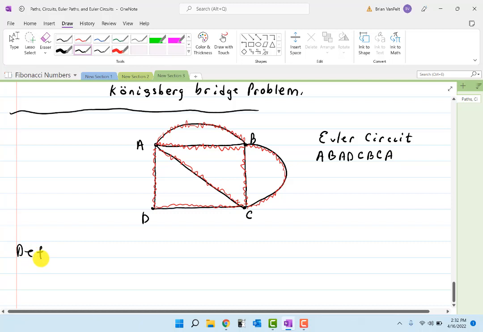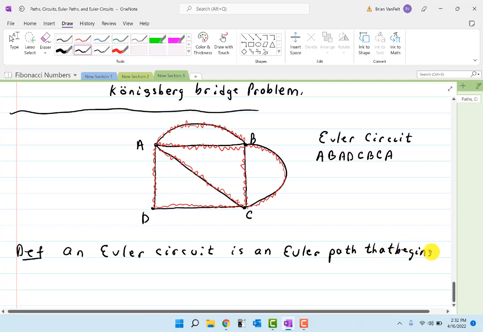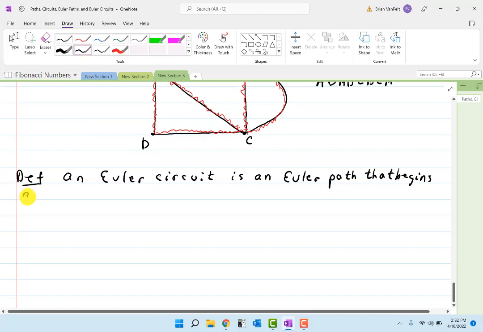So the definition is probably obvious. An Euler circuit is an Euler path that begins and ends at the same vertex.